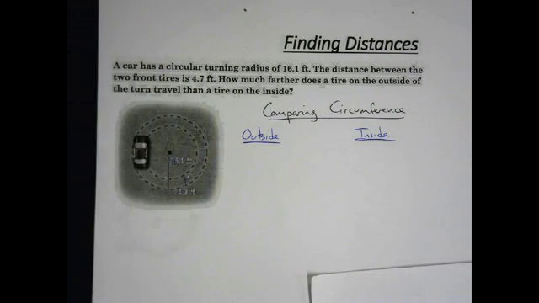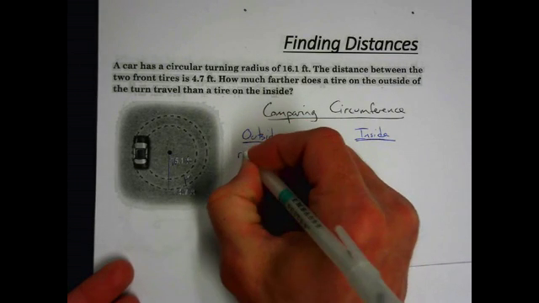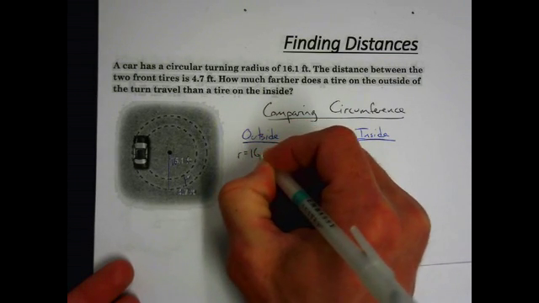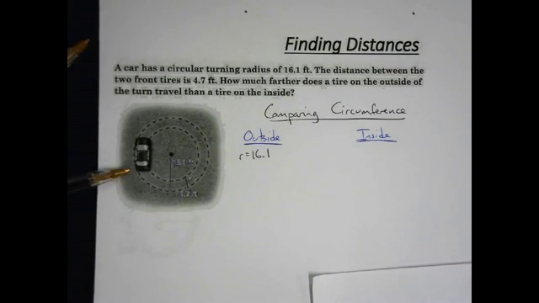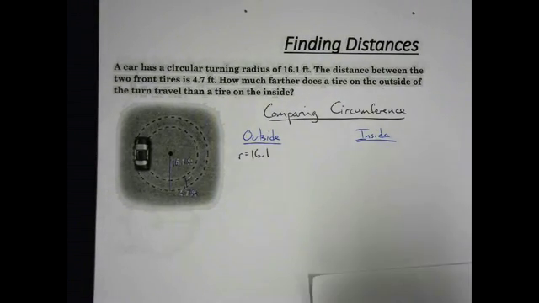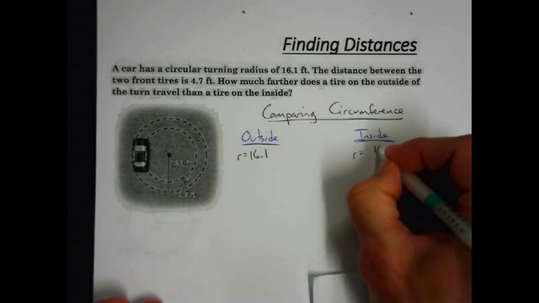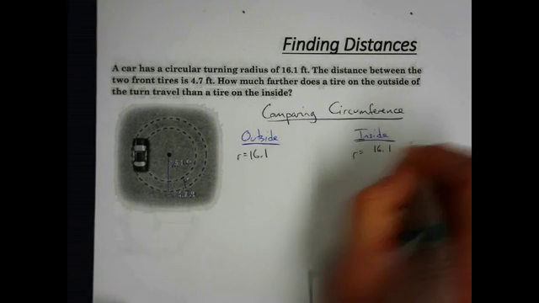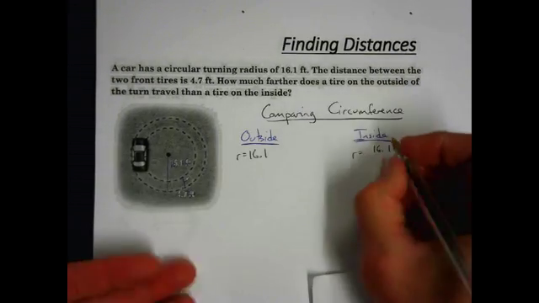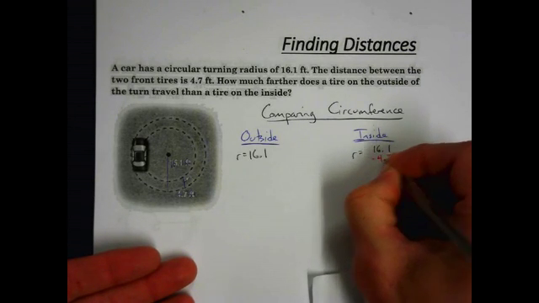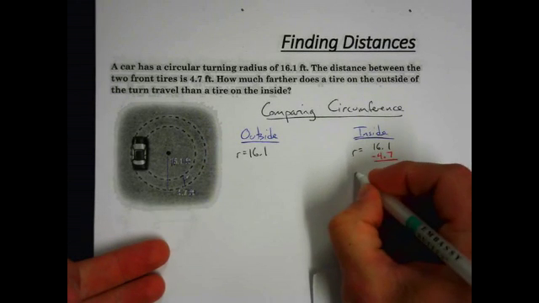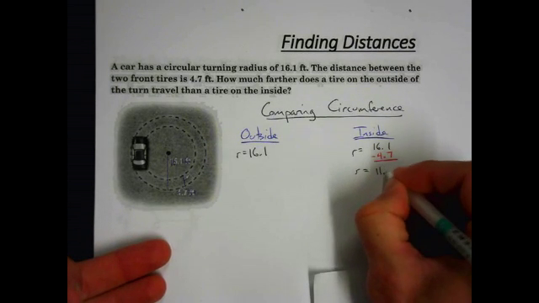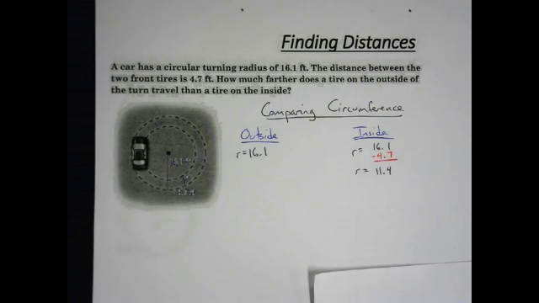So the outside circumference is dependent upon a radius of 16.1 feet. That's the radius of the outside tire. Now the radius of the inside tire is not 4.7, it's 16.1 minus 4.7. So the radius of the inside tire around that fixed circle is going to be 11.4. Okay, so we have to see the difference.